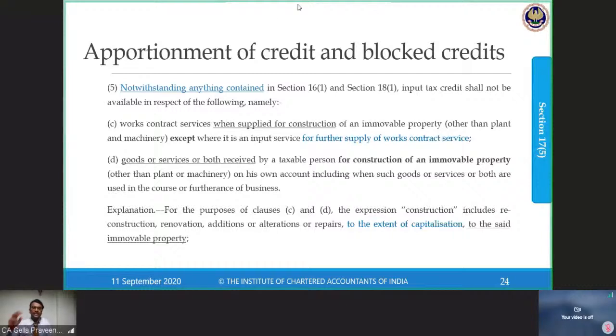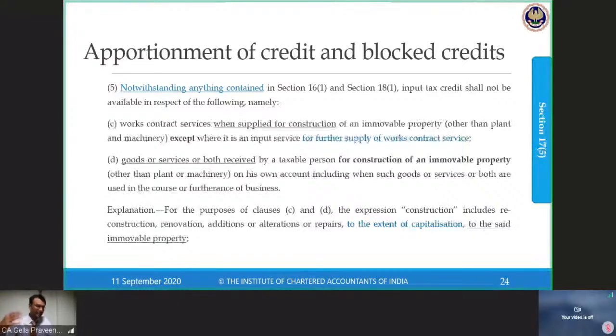Now this particular provision says when you have capitalized in your books of accounts, then ITC is not available. So what if I have not capitalized? I have hit it to P&L. Then the answer would be yes, you can take the ITC. Now, second provision, clause D: goods and services both received by a taxable person for construction of an immovable property other than plant and machinery. Now, this provision says, sir, I have purchased goods and services for construction.